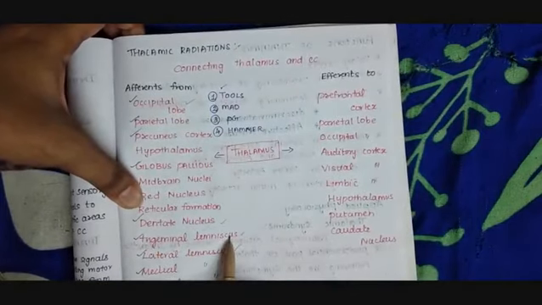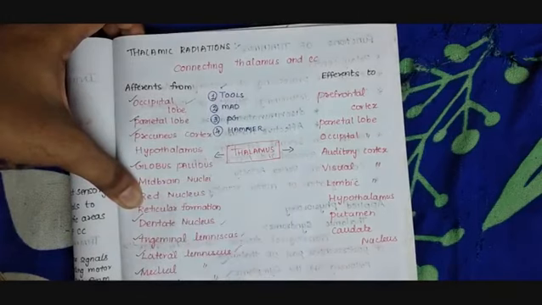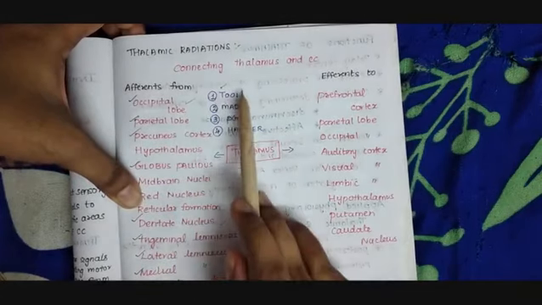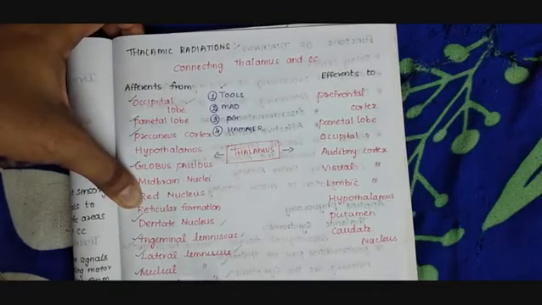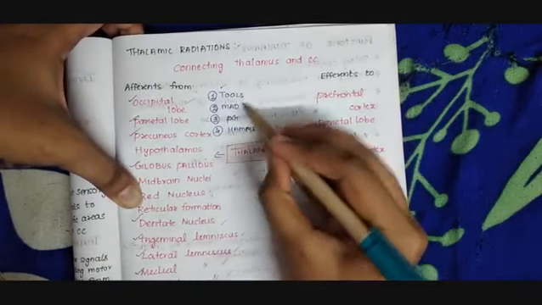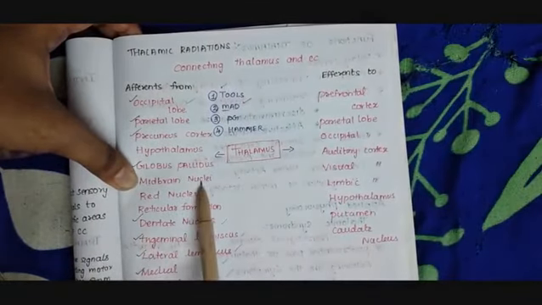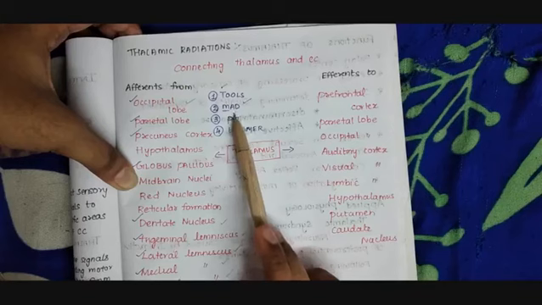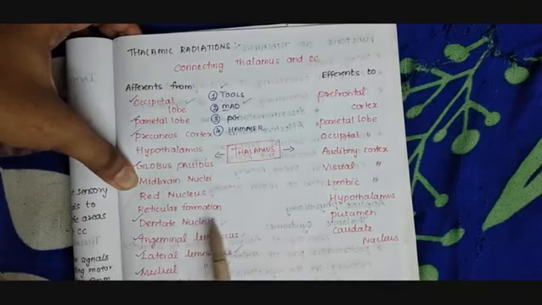In TOOLS, T stands for trigeminal lemniscus, O stands for occipital lobe, another O stands for optic tract, L stands for lateral lemniscus, S stands for spinal lemniscus. In MAD, M stands for midbrain nuclei, A stands for auditory tract, D stands for dentate nucleus.